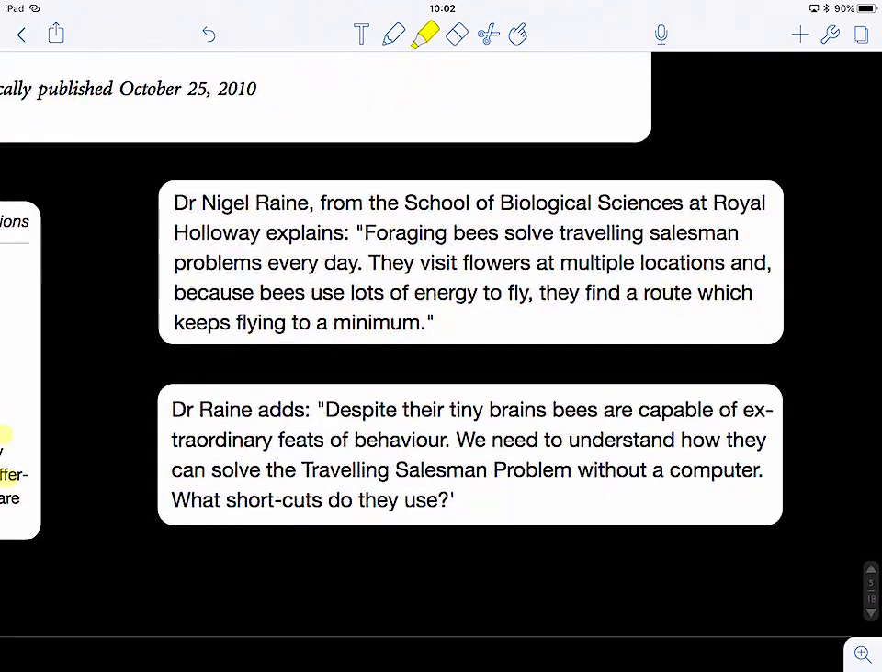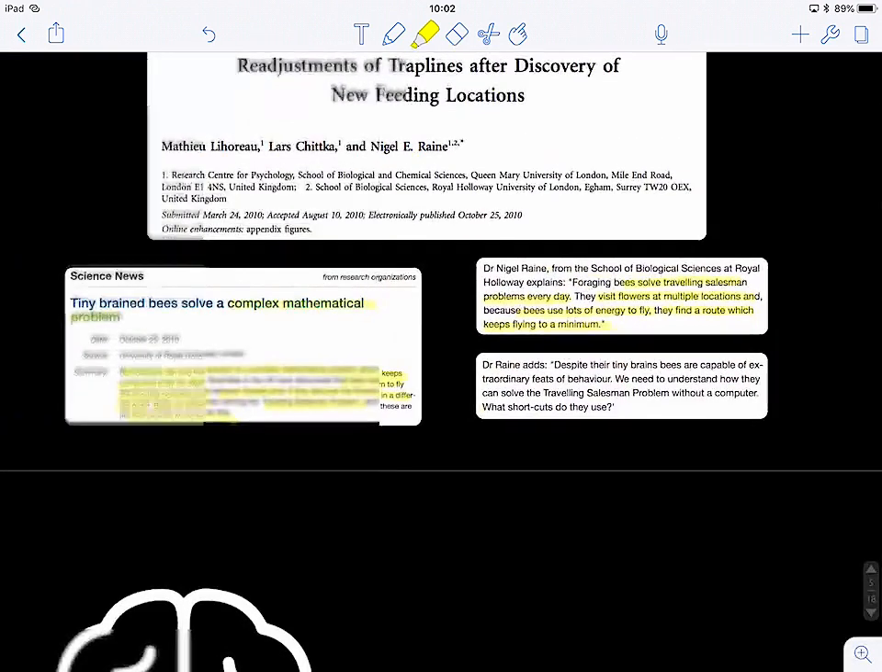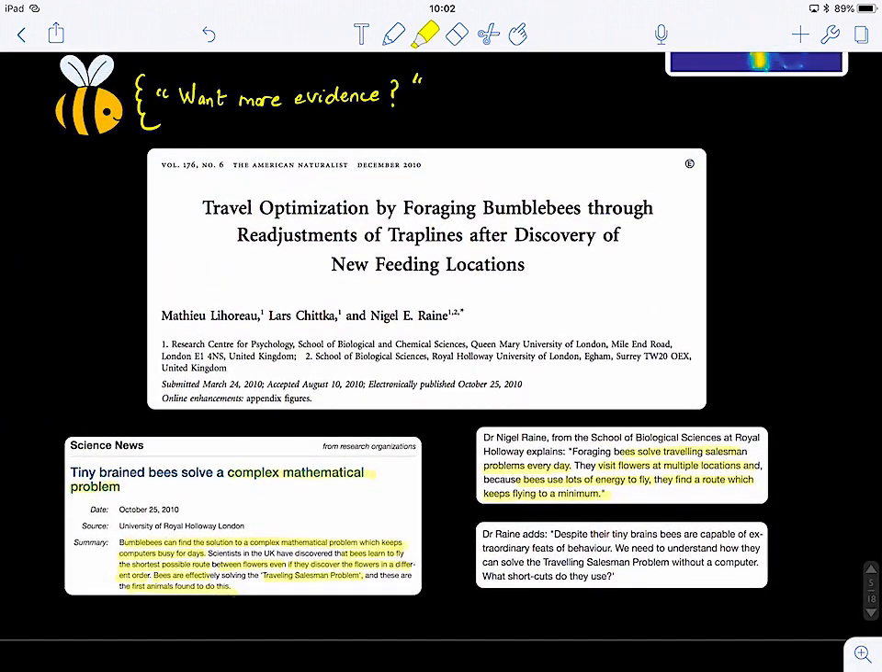Foraging bees solve traveling salesman problems every day. They visit flowers at multiple locations. Because bees use lots of energy to fly, they find a route which keeps flying to a minimum. So this is to basically keep their energy when they are looking for food. So great. Now you know that bees can solve complex graph-based problems.